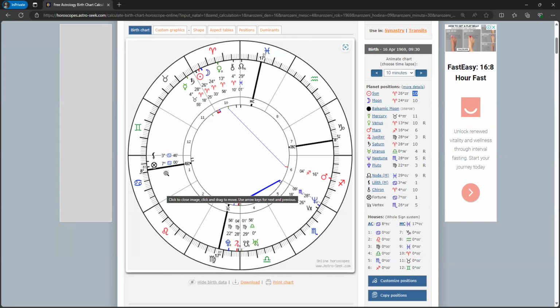So modality, elements, the astrological wheel for the houses. Let me see if I could add some notes here.